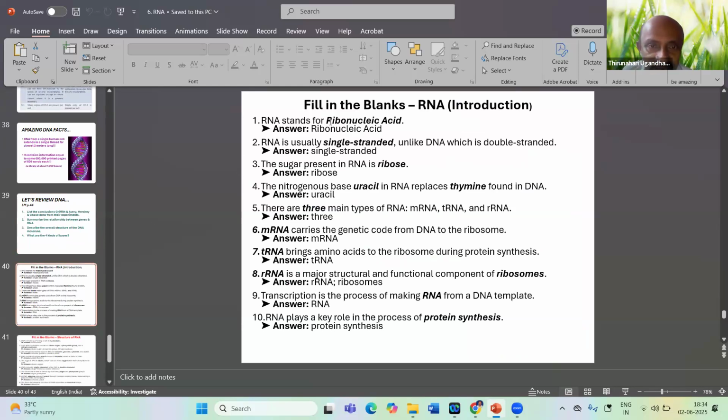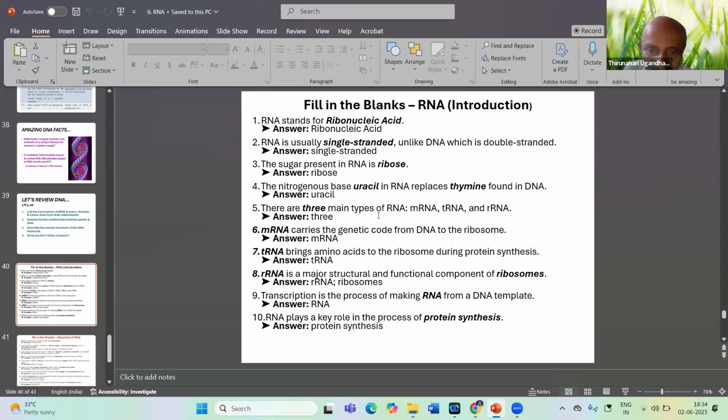The RNA stands for ribonucleic acid. You know that RNA is usually single stranded. The sugar present in RNA is ribose. The nitrogenous base uracil in RNA replaces thymine. Thymine is replaced by uracil. It is also a major point.